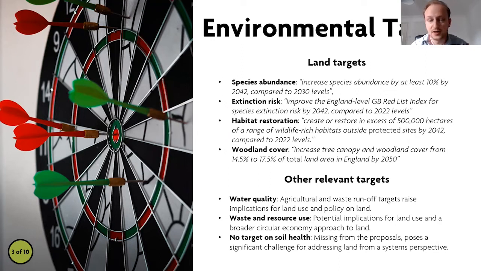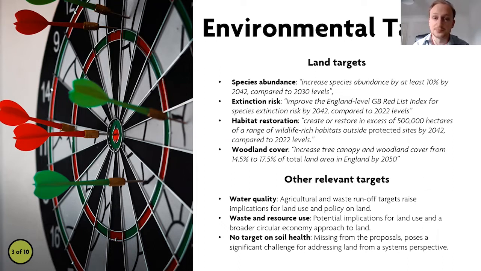You'll see most of these targets are around 2042, so the 20-year mark. Some of the targets are set for different end dates. That's not too much of a problem with the land targets, but it's just something to bear in mind that they're not all uniform in terms of exactly when they're going to be measured against. Habitat restoration is looking at 500,000 hectares of created or restored wildlife-rich habitats. And if you want to know the specific technical elements of what they're constituting a wildlife-rich habitat to be, all of this information is available in the government's evidence packs.